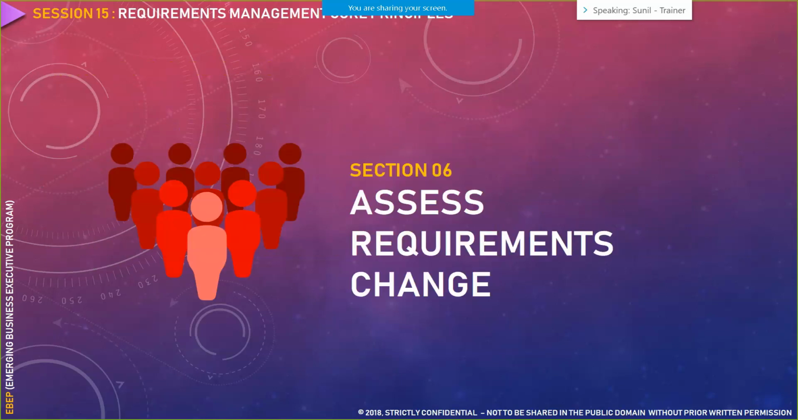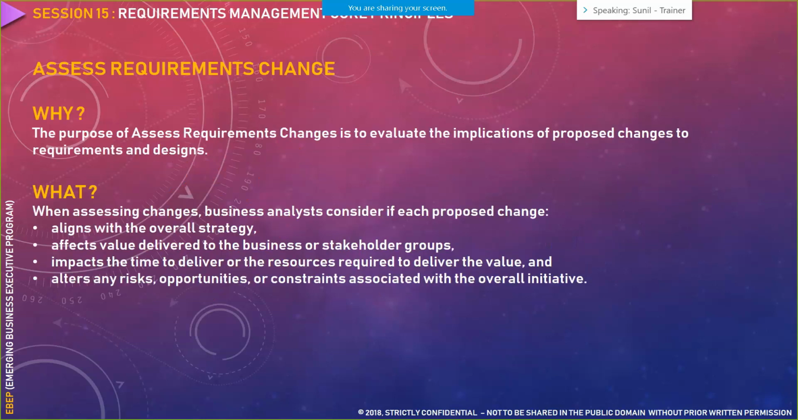Now we saw tracing requirements, maintaining requirements, prioritizing requirements. Now it's time to assess requirements changes. The purpose of requirements assessment in context to changes is to evaluate the implication of proposed changes to the requirements and design. So how do we assess the changes? If a change request comes to a business analyst, we have to align it with the overall strategy or overall functionality of the system. Based on that, we assess that particular change.